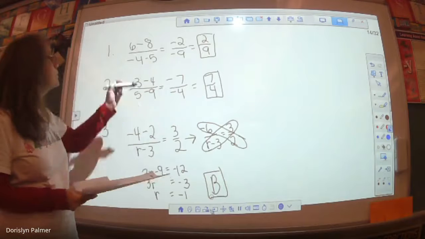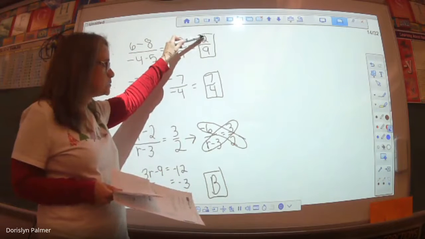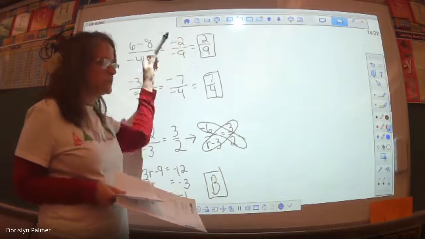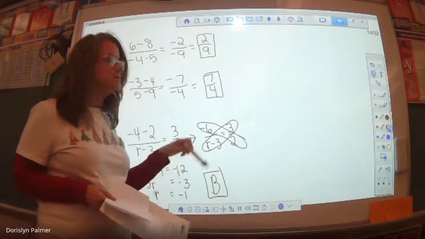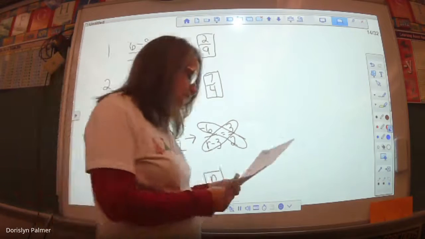Sorry, these were worth 3 points. For the slope, this was 1 point for the numerator, 1 point for the denominator, and 1 point for the sign. So 3 points for these, 3, 6. This one was worth 2.